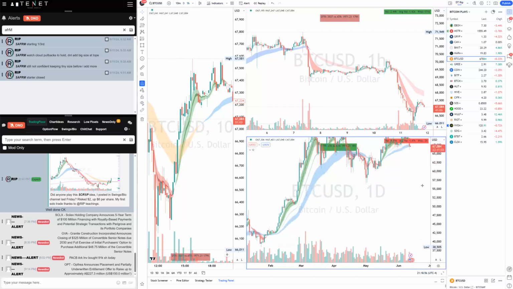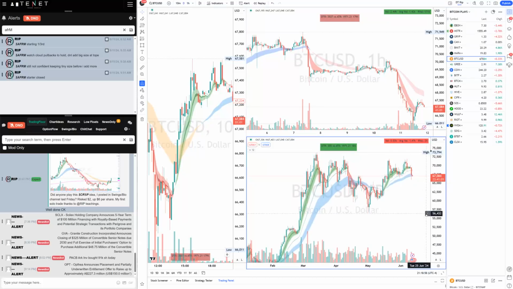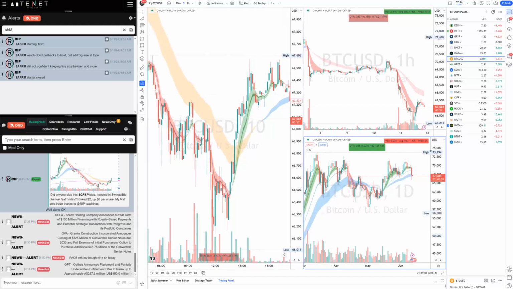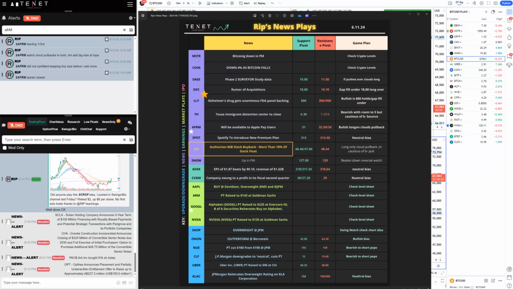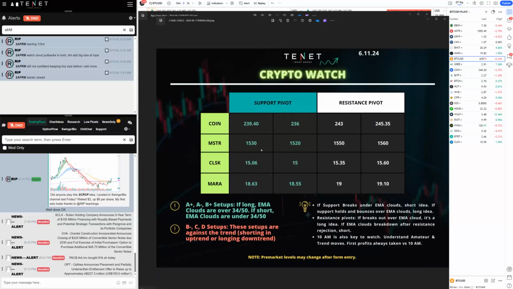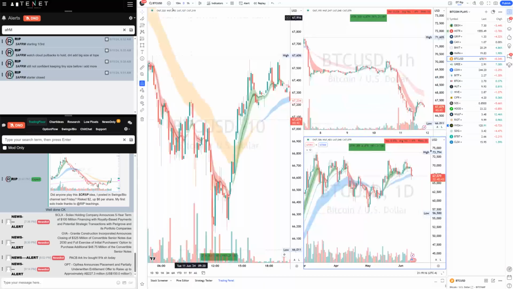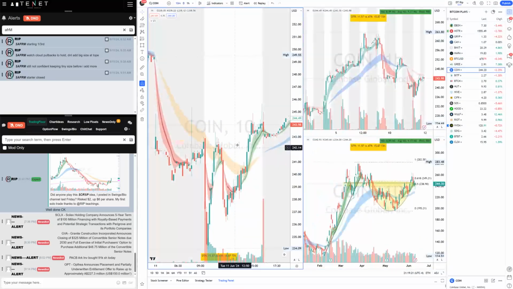It broke down on the daily chart under the 5/12 EMA clouds. That's why everything was weak this morning. So it was on our game plan, MSTR and COIN, Bitcoin down, and I gave those crypto levels to everyone. You can see 239, 1530 on MSTR. MARA was 1863. So pause the screen, watch those levels, and you can see that all of them gave us shorts in the morning, right?